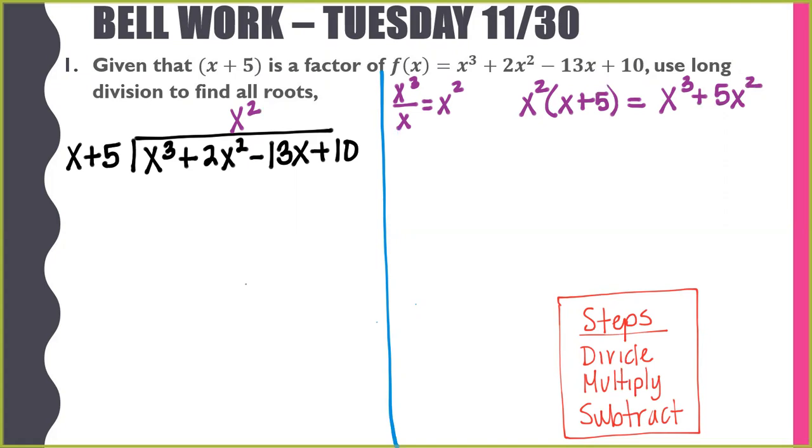You slide that over and do a change. So this becomes negative, and so does that positive 5x squared. And then you repeat. So this first term cancels out. So you're left with negative 3x squared. Bring down negative 13x.